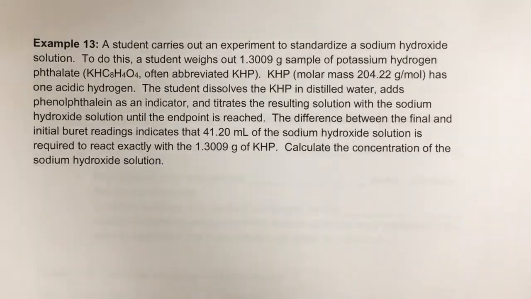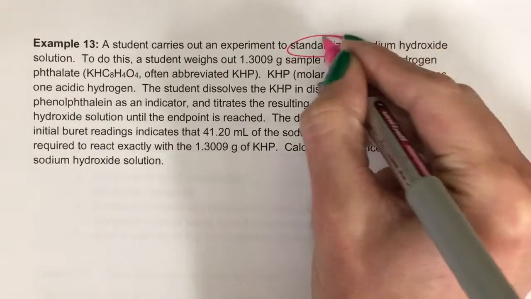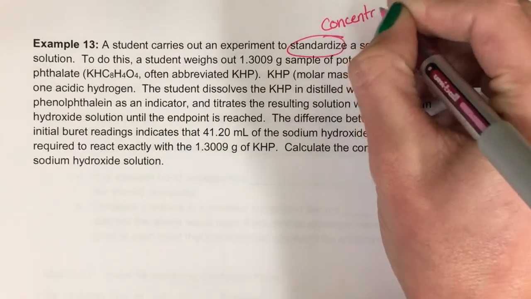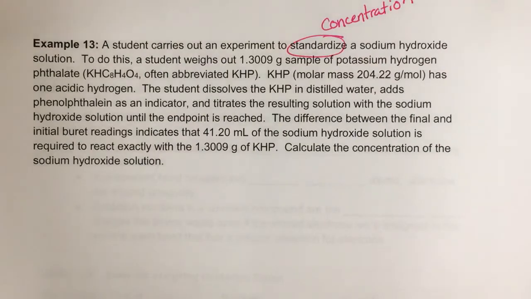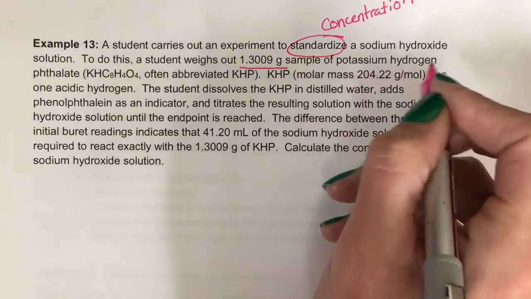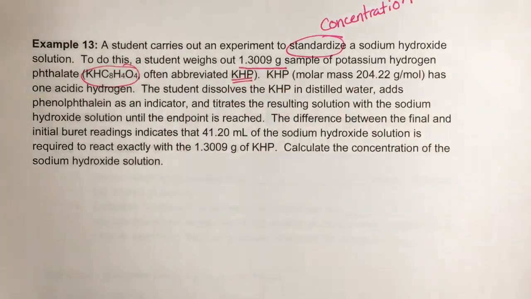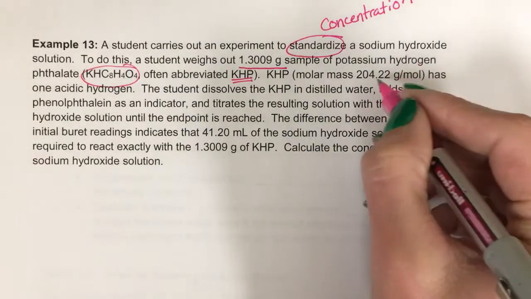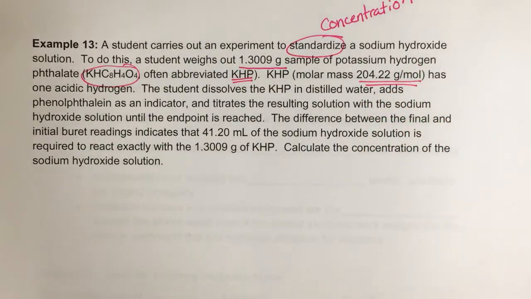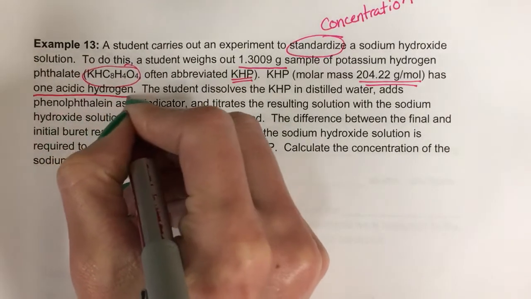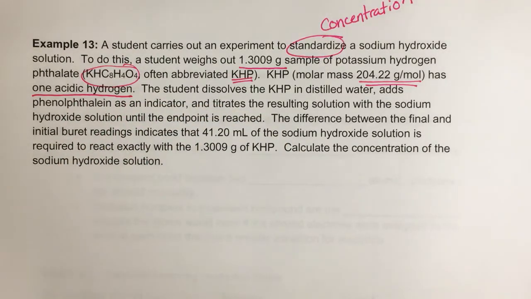So here's the way titration reactions look. I'm carrying out an experiment to standardize a sodium hydroxide solution. So I want to know the concentration. Okay. To do this, I'm taking 1.300 grams of potassium hydrogen phthalate, which is this, which is abbreviated KHP. They also are nice, and they tell me the molar mass of KHP. Now here's the important part. They tell me that it's an acid and it has one acidic hydrogen. Okay?